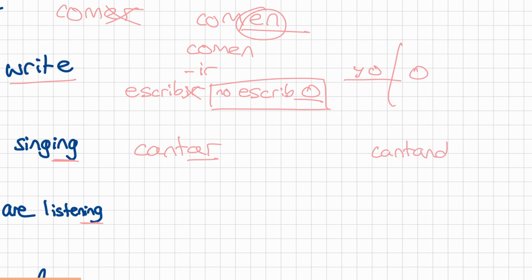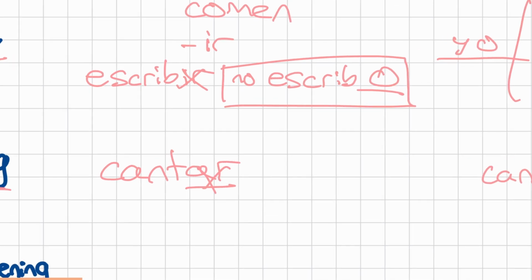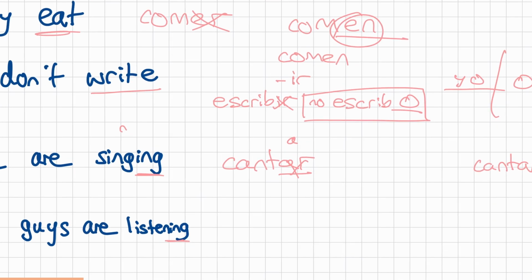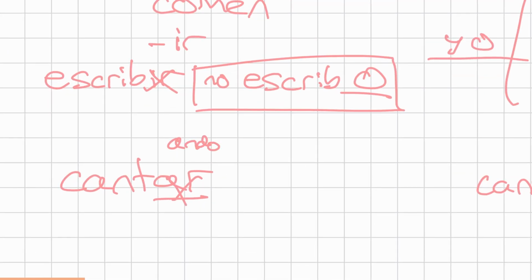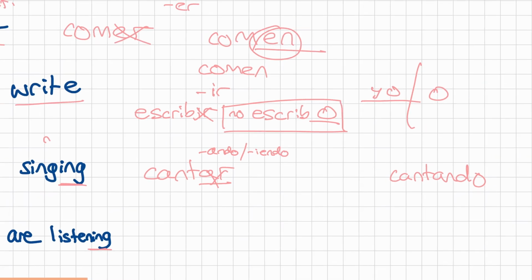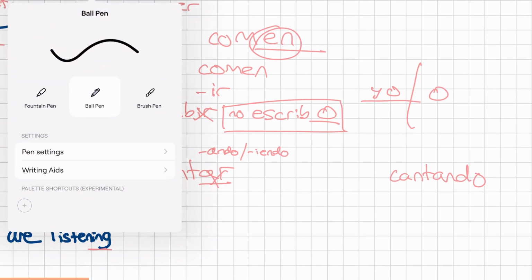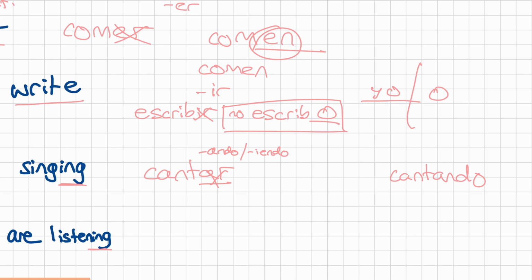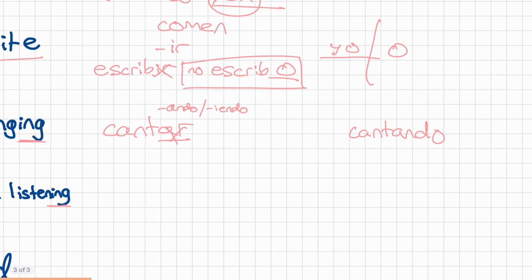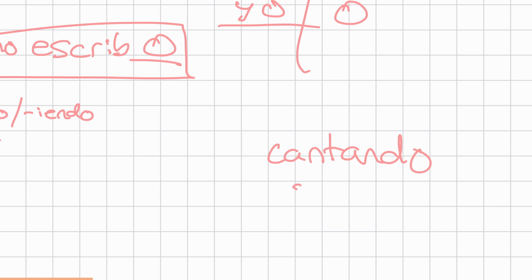So we get rid of the AR, and we either put ando, or we put yendo. So ando or yendo, and then it's ando for AR verbs, and then yendo for ER or IR verbs. So AR verb, cantando, singing. This translates directly to just singing. This is what this means here.